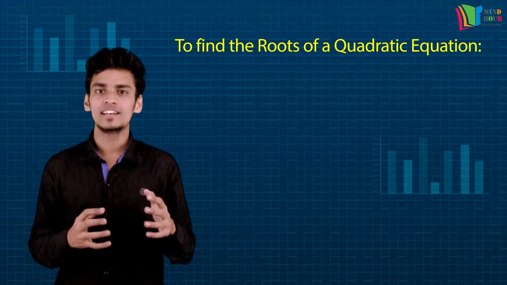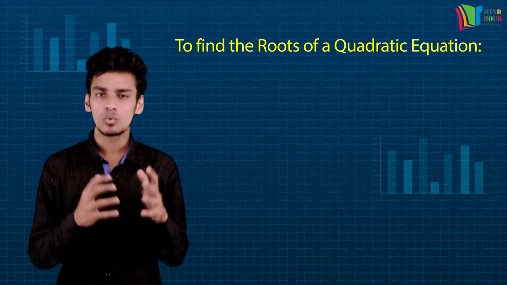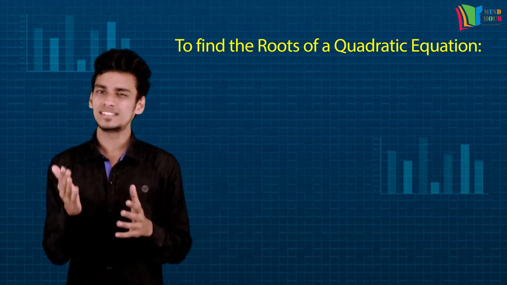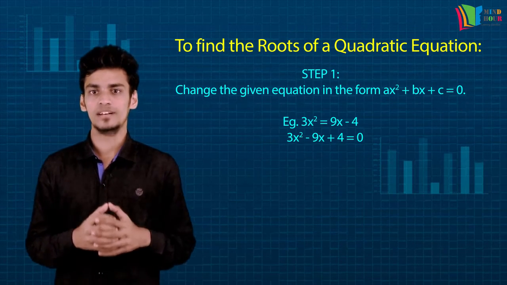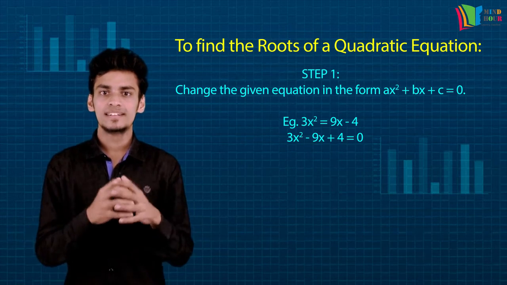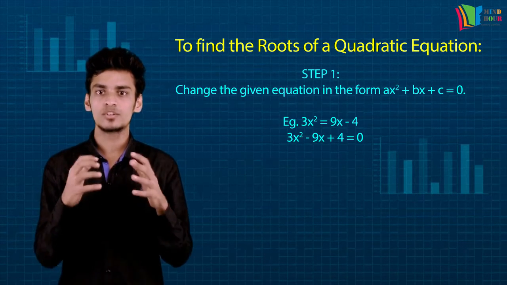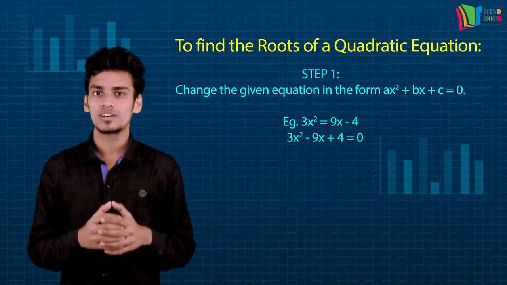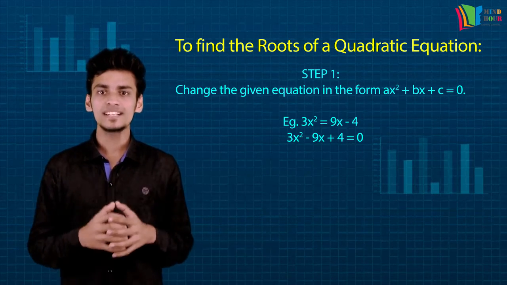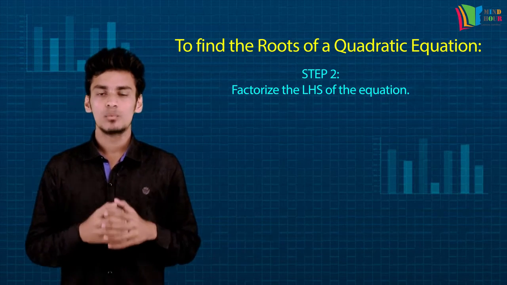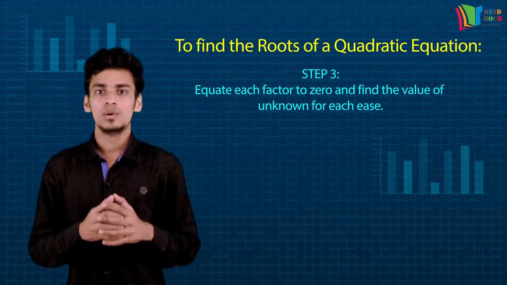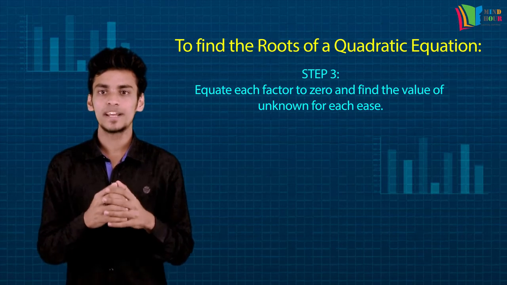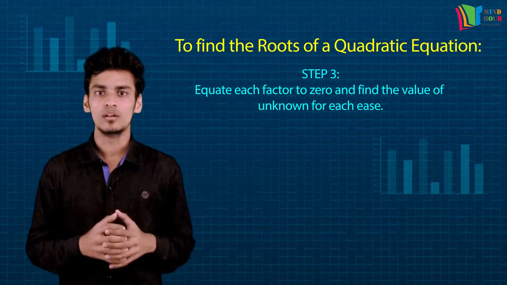Now we will learn how to find the value of these unknowns when a particular quadratic equation is given to us. Let's proceed step by step. Step 1. First analyze which form the equation is given in. Whichever form it is given in, it doesn't matter because we change it into the general form, and the general form of a quadratic equation is ax² + bx + c = 0. Next, we factorize the left-hand side of the equation thus obtained. After that, we will equate each of the factors thus obtained to 0 and find the value of the unknown for each case. Let's solve some quadratic equations.